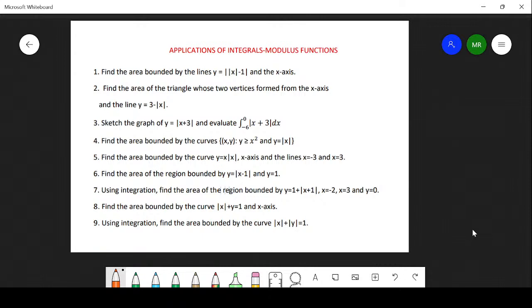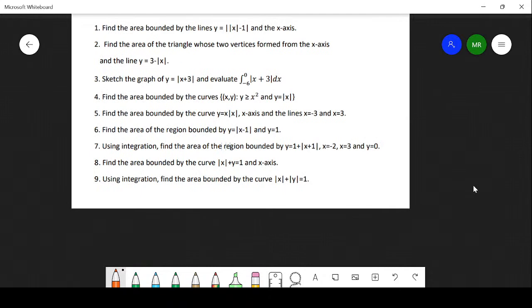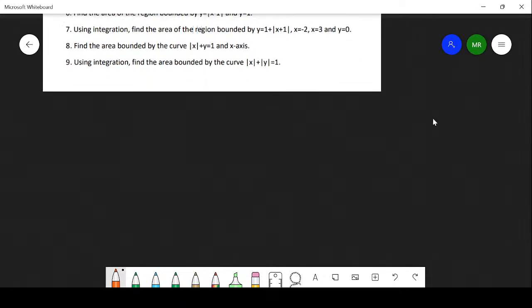See the first problem: find the area bounded by the lines y equal to modulus of mod x minus 1 and the x-axis. That is the first problem. Try to understand the problem, then I will explain. First we will sketch the graph, then I will explain how to find the area. Find the area bounded by y equal to modulus of mod x minus 1 and the x-axis.